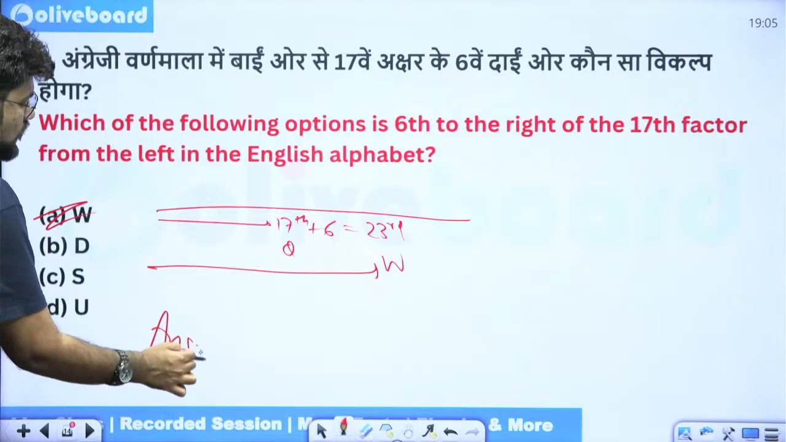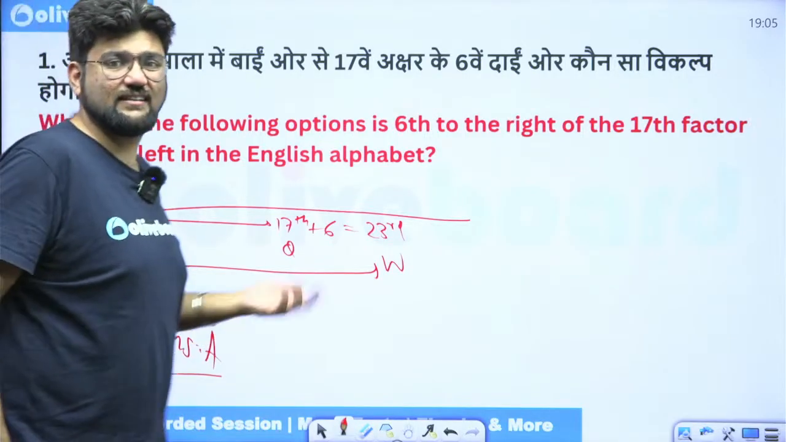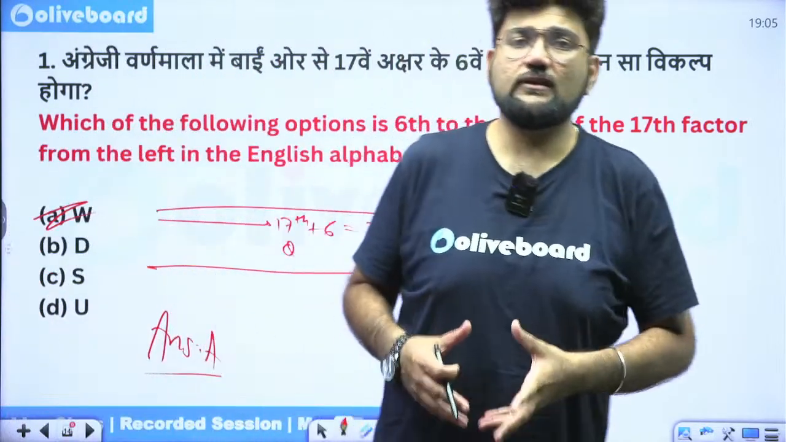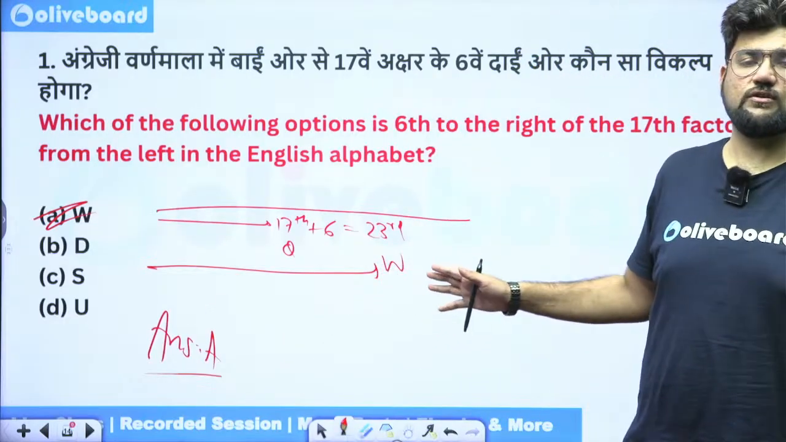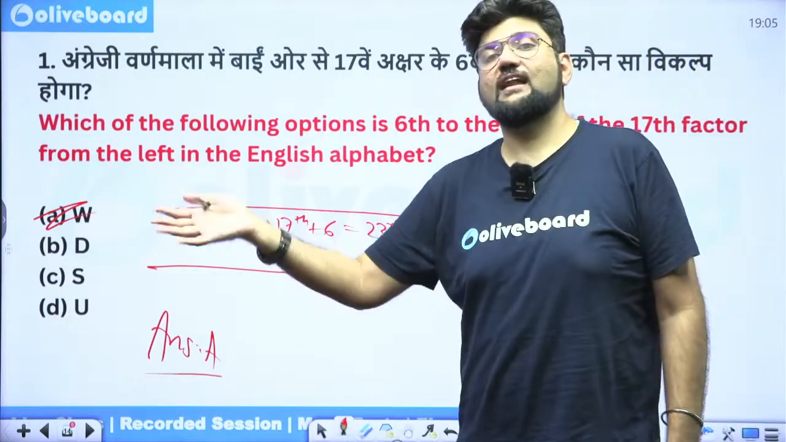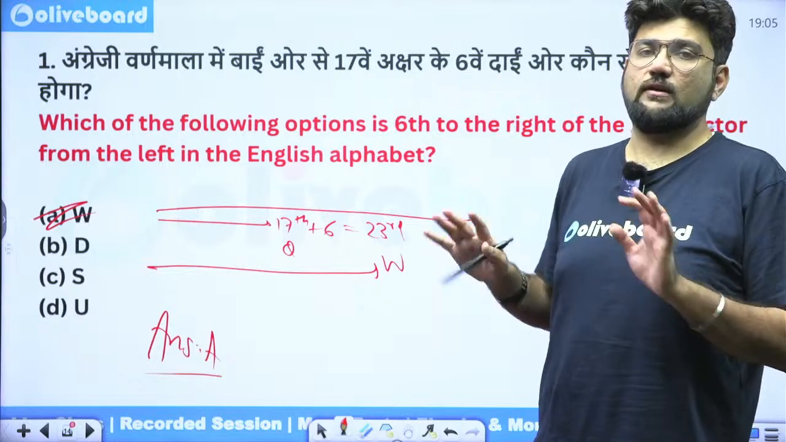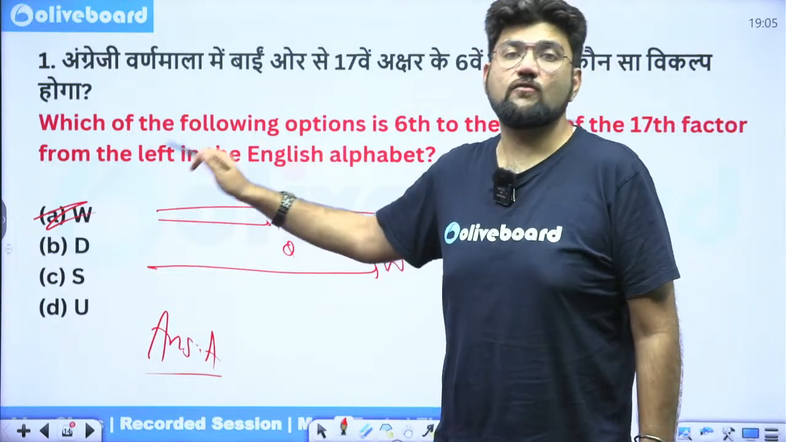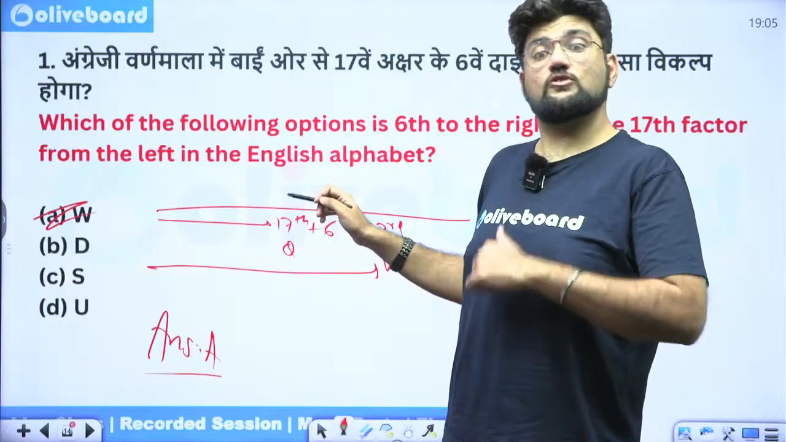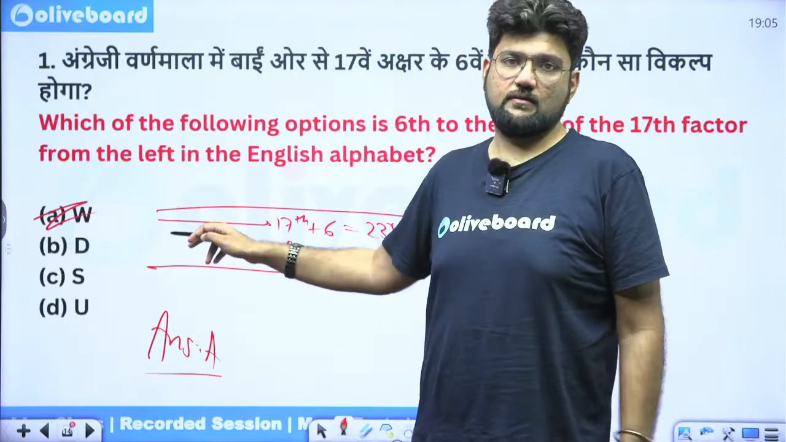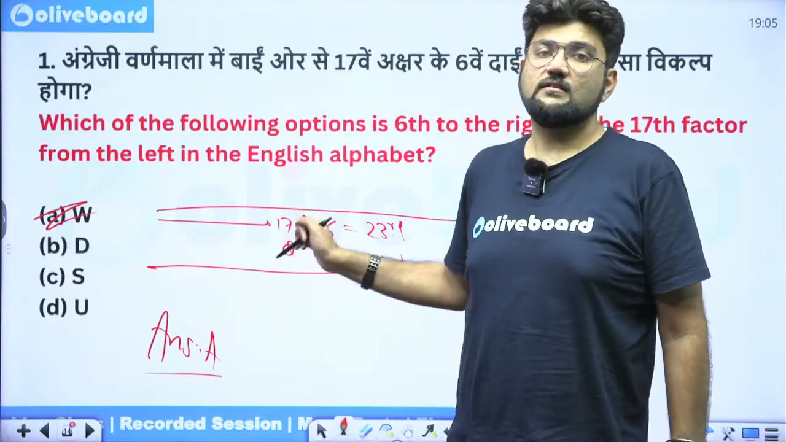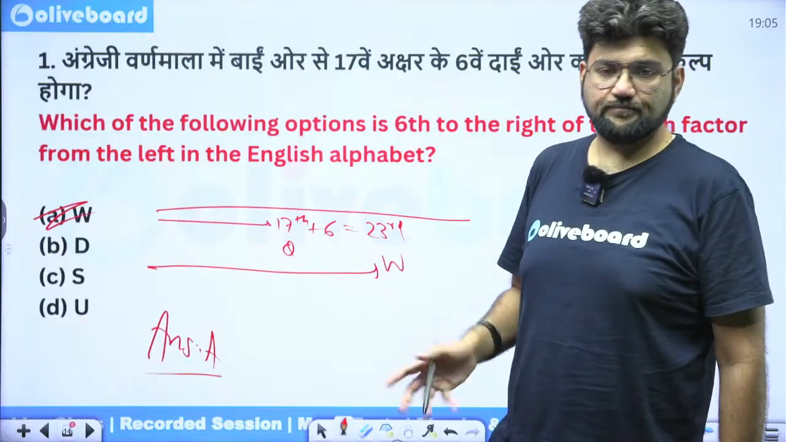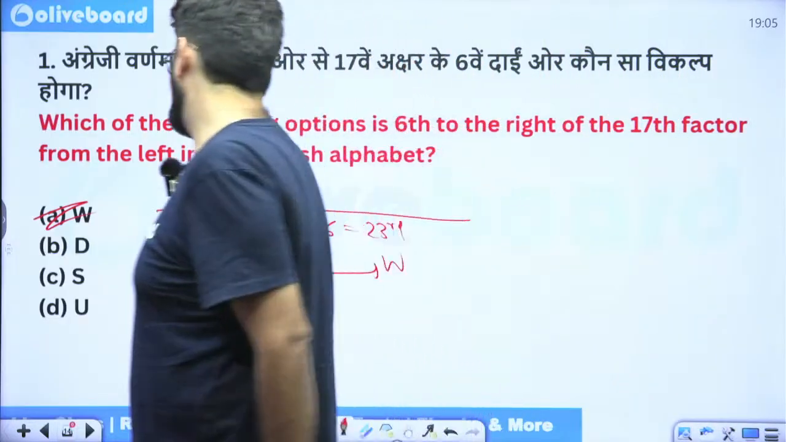Please don't hesitate here. Should I add one? Should I subtract one? Now that I've taught you the formula, unnecessary people get confused here. If they're talking to you, 5th left, 6th right, just add or subtract accordingly. If they had asked for the 17th element from the left, which element is 6th to its left, then subtract 6 from it. You'll get 11th, that is K. 6 to its right, add 6 to it. That simple. Next.